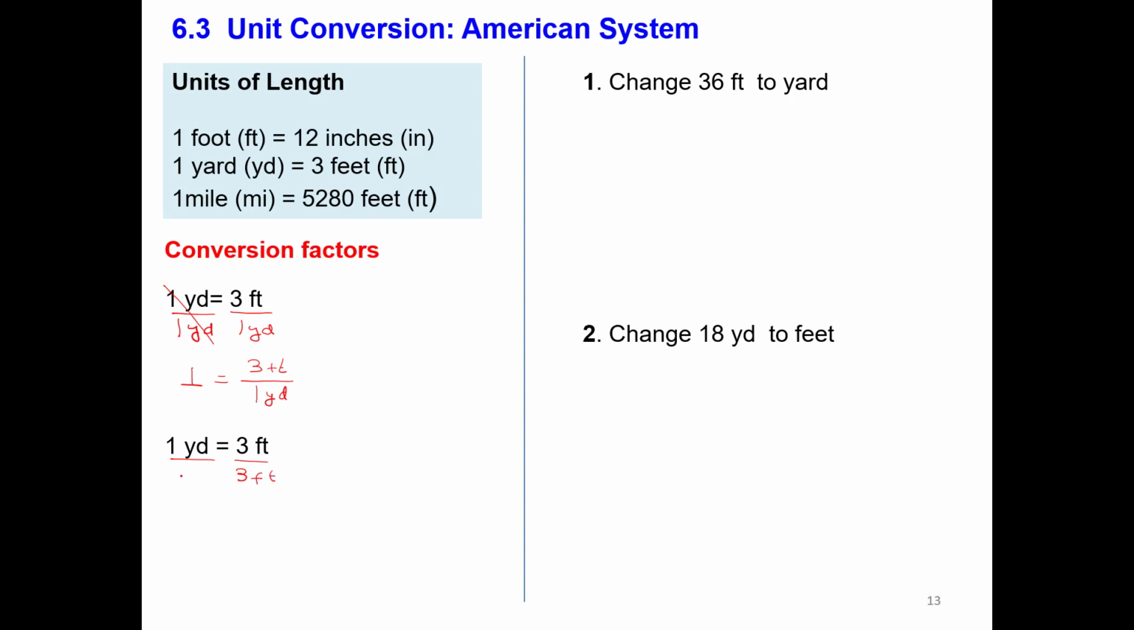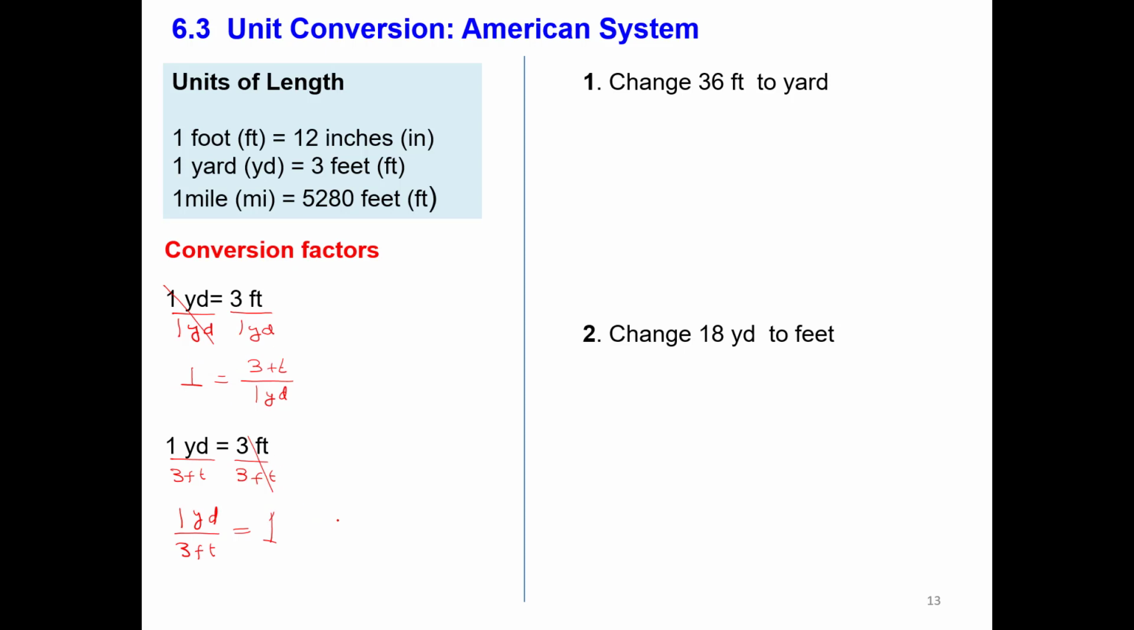Three feet. This is 1 jar. You don't have to do this each time, but here I want to show that when we multiply by the conversion factor, we are multiplying by 1. This is why we are not changing the quantity.